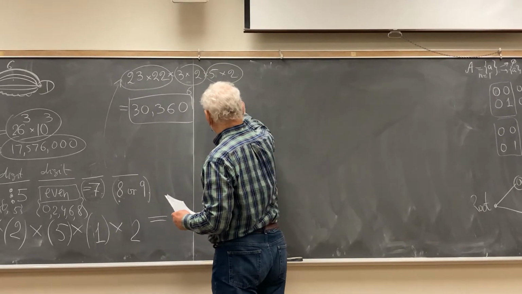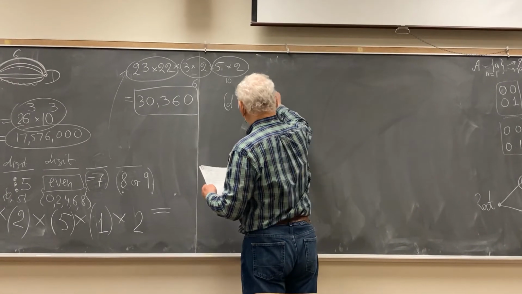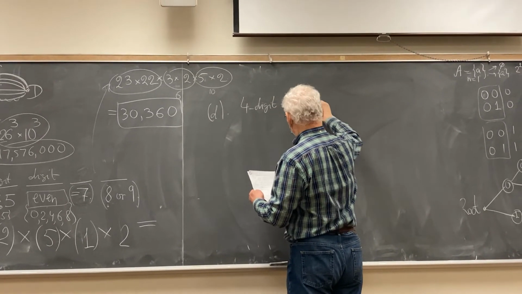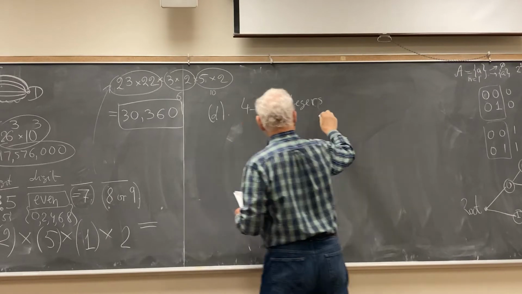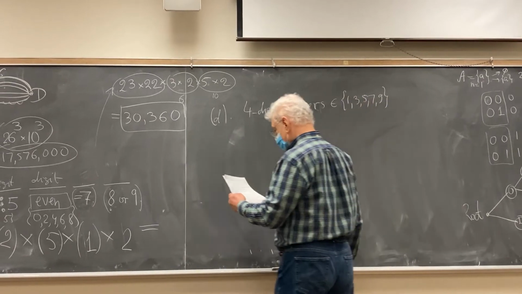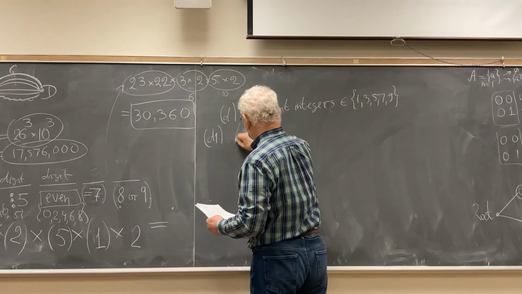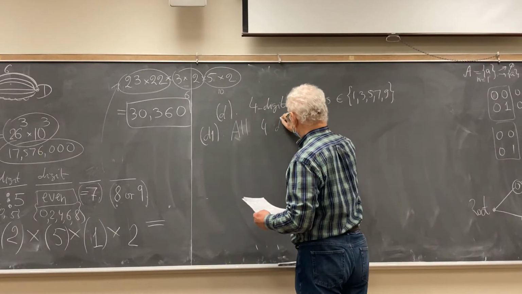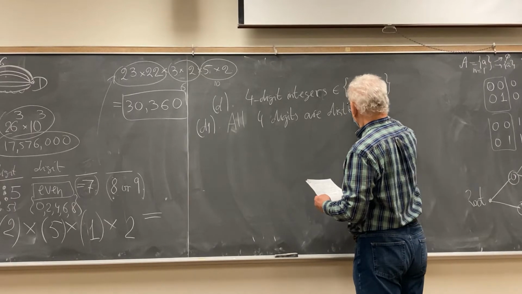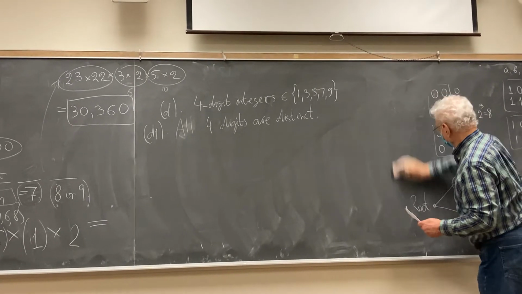Okay, next part is D. 4-digit integers belonging to the set 1, 3, 5, 7, and 9, all odd. And let's just write D1. All 4 digits are distinct. So how many such integers are there?